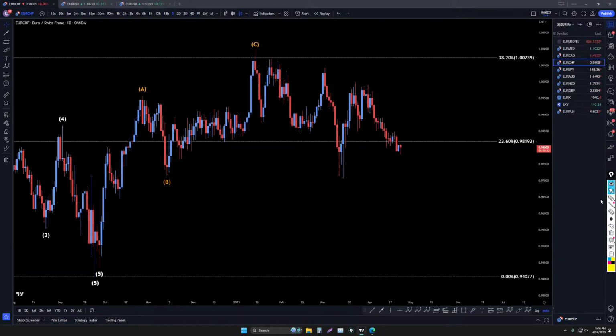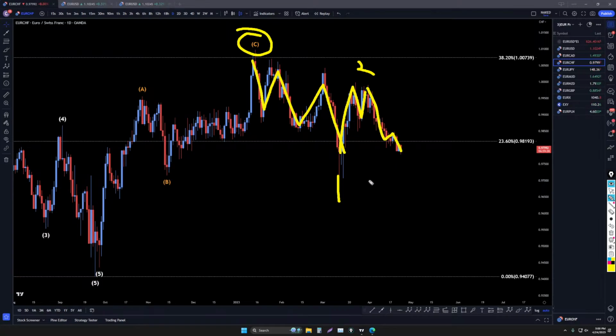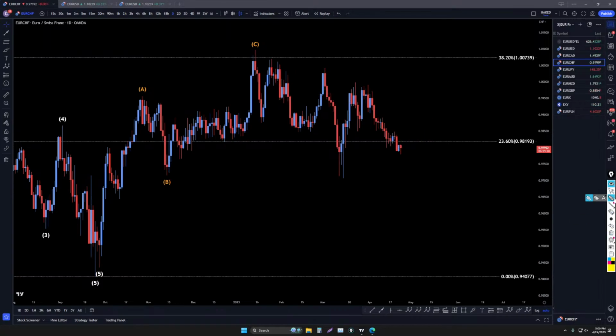Going down to the daily, what do we see? We see possibly the end of a wave C. I still think this could be a 1, 2, 3, 4, 5 of 1. This could be an A, B, C of 2. And I still think, especially looking at the US dollar Swiss, that this could be a wave 3, and it may go up, but I think there's a good chance that move up will just be a correction and the price will just keep on going down.